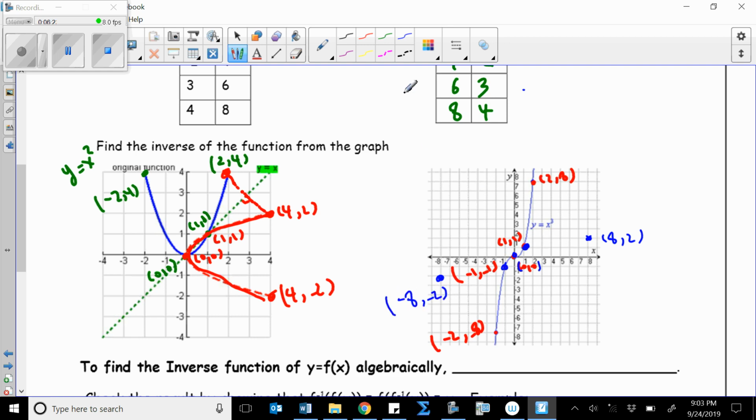Then you just need to connect these points together, based on the same pattern that you see on the original function. So it's going to be something like this. This will be the inverse graph of your function. Again, you will see that it's reflected over this line, which is y equal to x. Anything that you see on this side, you can see a mirror on the other side as well.